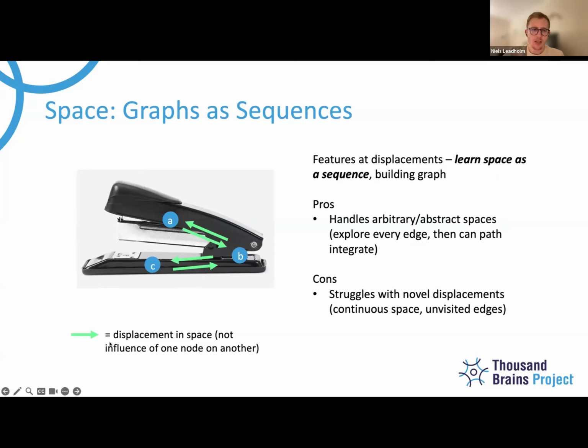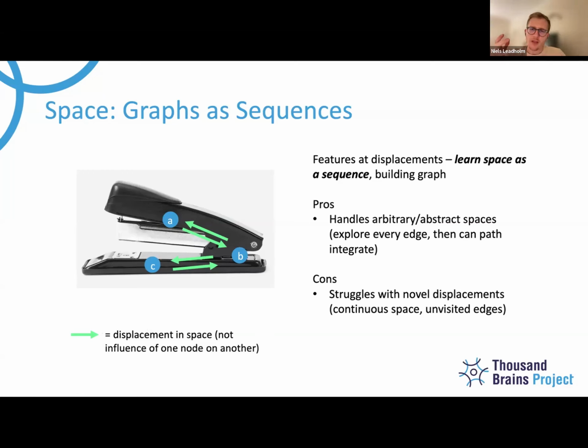And it's important to note here, these green arrows aren't the same kind of edges that were in the earlier plot. The earlier edges were about how one feature at a point in time influences neighboring features at a point in time. So that's a causal relation. This is a connection in movement: the fact that you can move from one of these to the other by following this displacement.